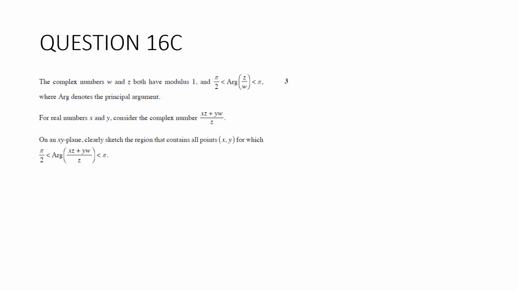Now let's have a look at this. xz plus yw over z, well that's equal to x plus y lots of w on z. And look, we've got the inversion of what we had before. So similarly, arg of w over z is equal to arg w take arg z, and it's pretty easy to see that arg w take arg z would be equal to negative theta.